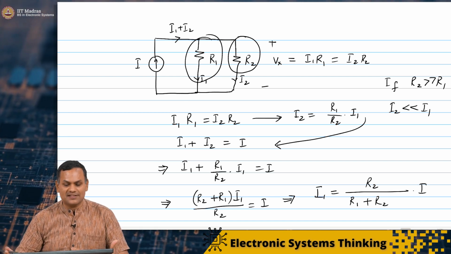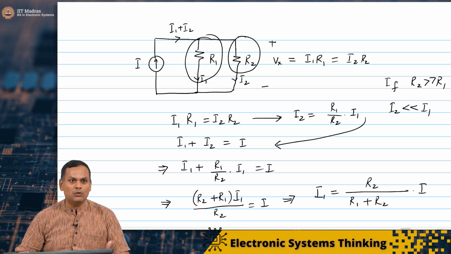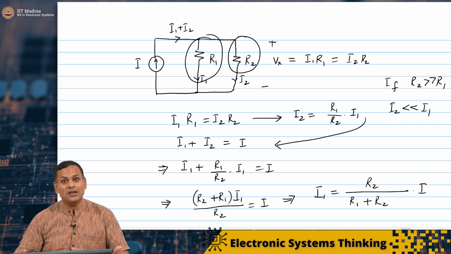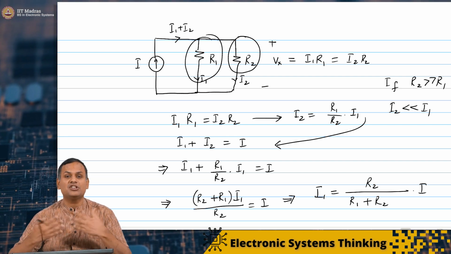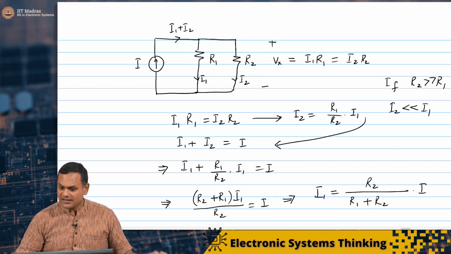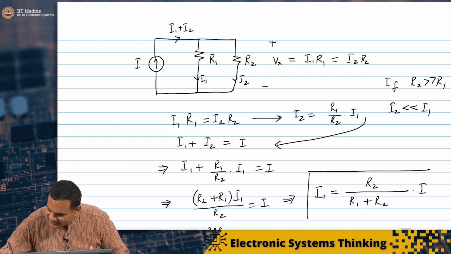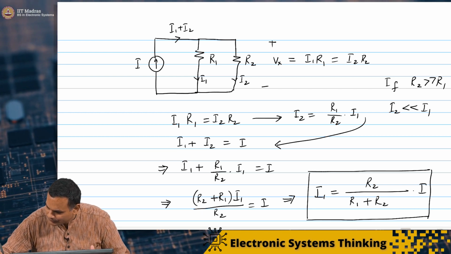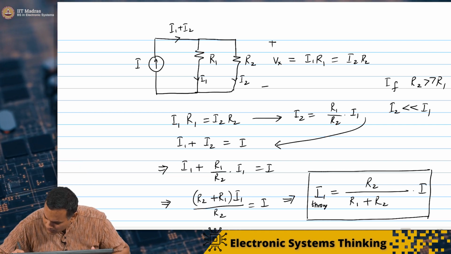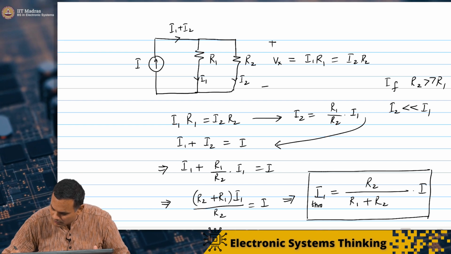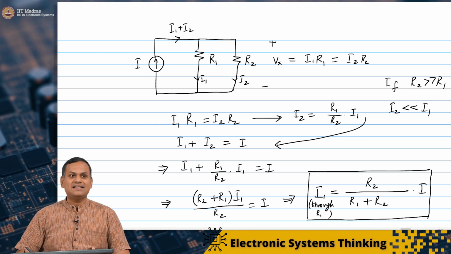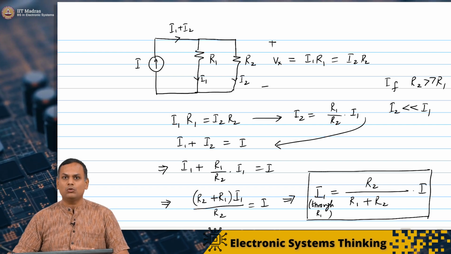If you have a larger resistance connected in parallel with a smaller one, you should expect that the current through the larger resistance is smaller, so that the potential drop is the same across both, and that is what this equation is also telling you. This is telling you that the current through the resistance R1 is actually R2 by R1 plus R2 times I.